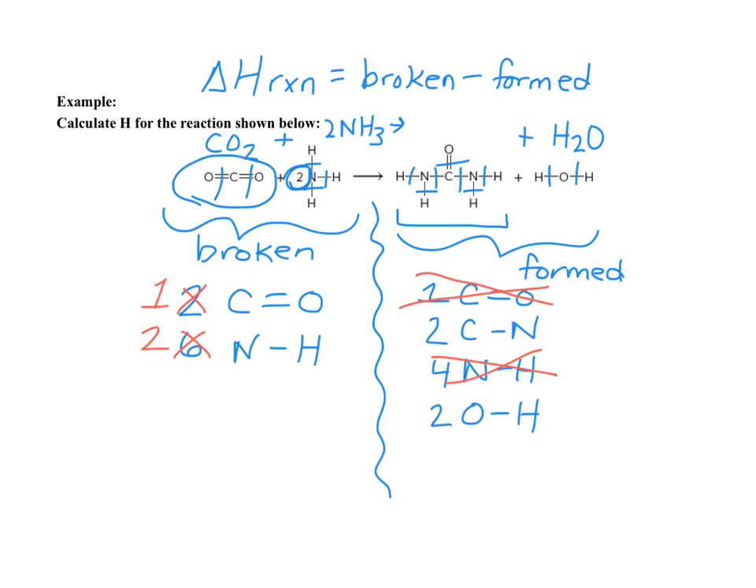Now what I want to go ahead and do is I want to look back on the previous page, and you guys have these in your notes. I want to look up the bond energies for the carbon oxygen double bond, the nitrogen hydrogen single bond. So now I'm just going to go ahead and substitute in those numbers. So if I have 1 carbon oxygen double bond, that was 799 kilojoules per mole. And I had 2 nitrogen hydrogen bonds. That bond energy was 391.